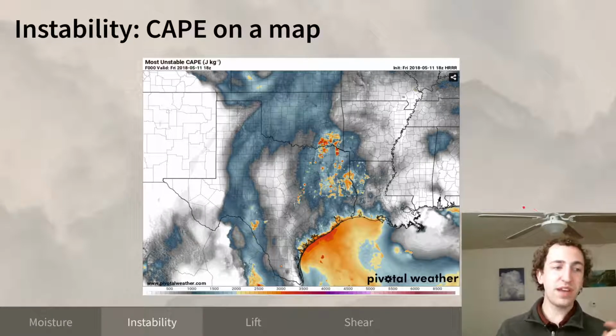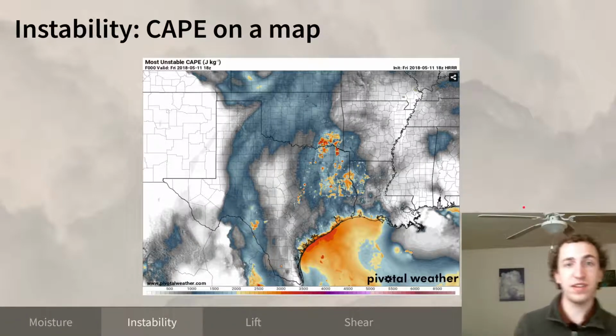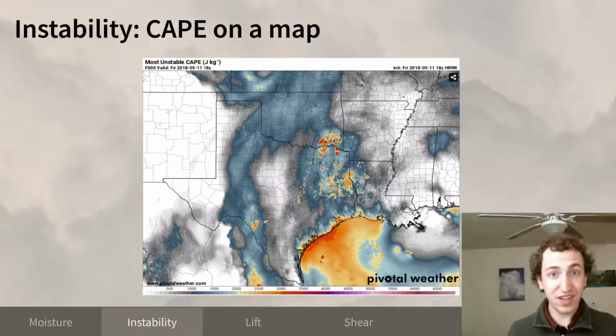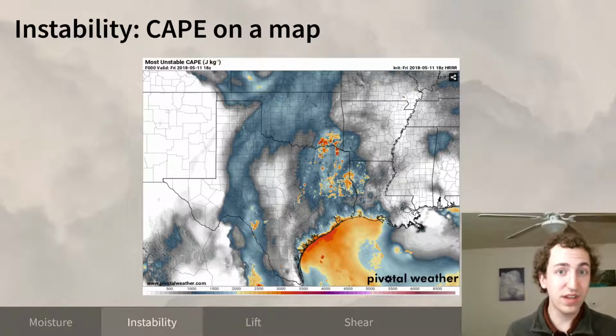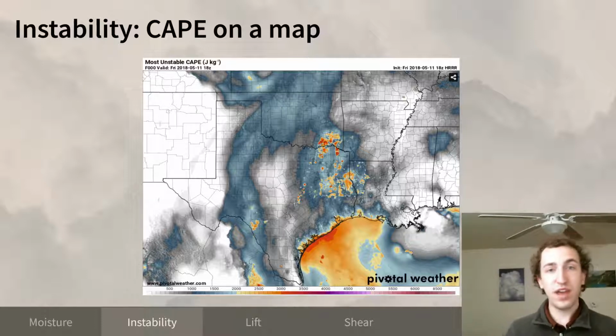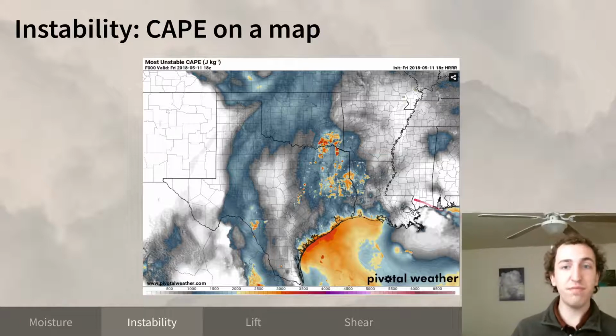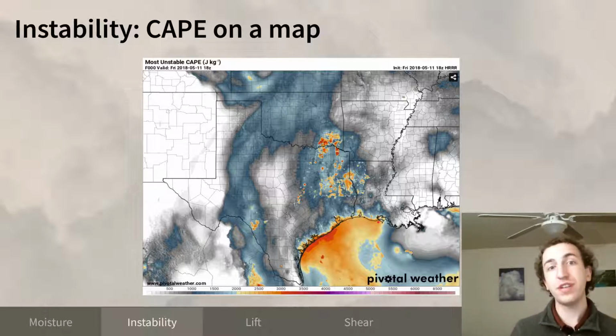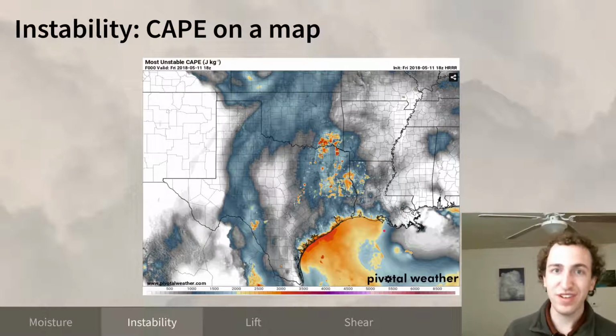Another nice thing about CAPE, rather than considering the more full sense of the profile, is it also just can give us a single number for every point. So if we have a model that represents the atmosphere in a full 3D sense, we can then turn every vertical profile into a single value and plot it in 2 dimensions on a map. And that gives us a really good picture of the amount of energy available for updrafts, available for thunderstorms. These are the kinds of maps that become really useful in severe weather forecasting.